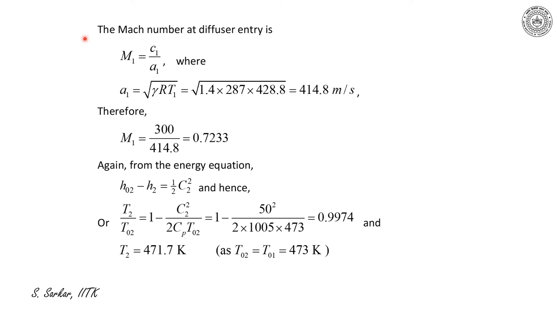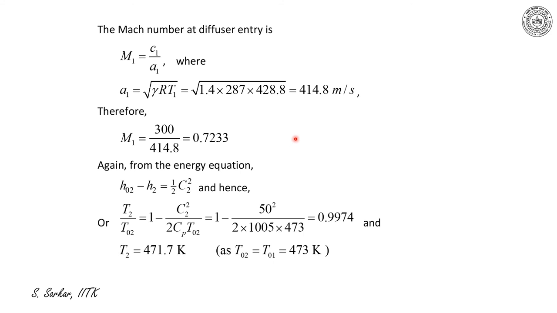Now, Mach number at inlet to the diffuser can be stated as M1 is equal to C1 by root over gamma R T1, where root gamma R T1 is nothing but local sonic speed. Now, A1 can be evaluated as root over 1.4 into 287 into 428.2. So I have got A1, that's local sonic speed, as 414.8 meter per second. Thus, M1 is equal to C1 by A1. So, M1 I have got as 0.7233. Thus, I have evaluated T1 and M1, that is static temperature at inlet and inlet Mach number.